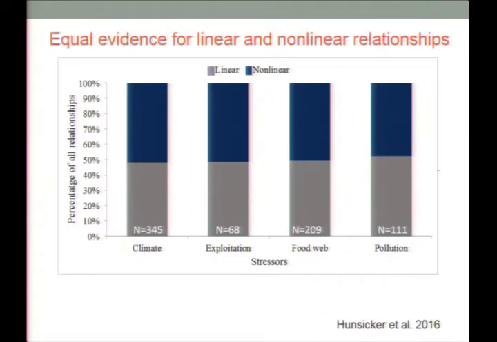So just to highlight some of the key results that came out of this, this figure here shows the percentage of linear and nonlinear relationships that came out based on the published literature. And quite surprisingly, they were pretty much equal across all of our large groupings. So the gray indicates linear relationships, and the blue indicates nonlinear relationships.